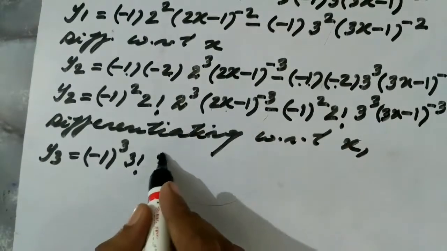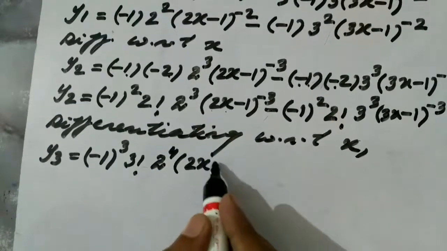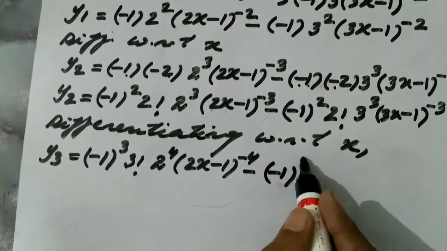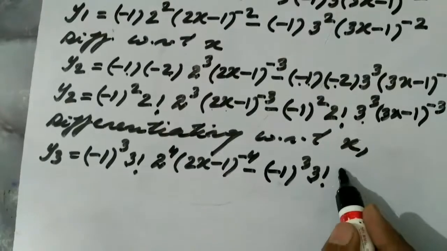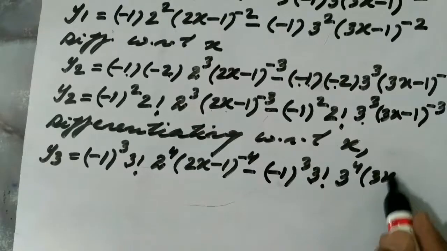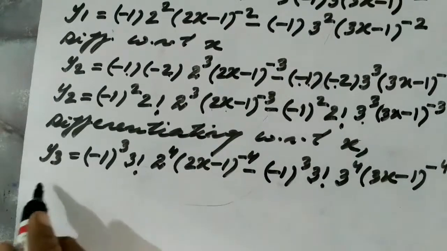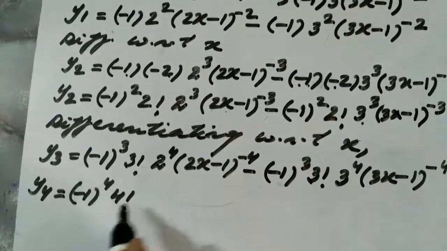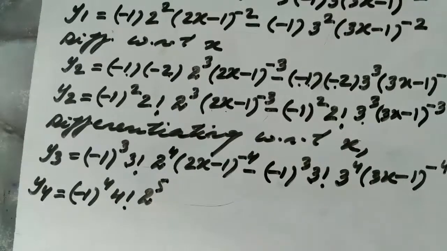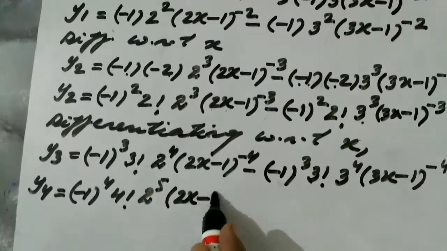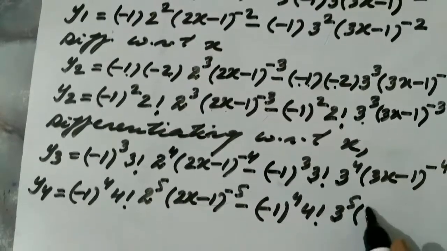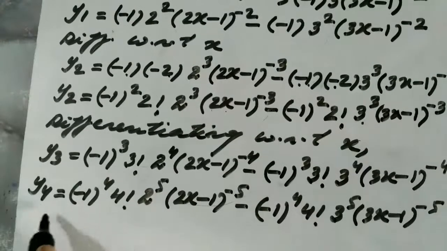We get one more 2, so it becomes 2 raised to the power 4, (2x minus 1) raised to the power minus 4, minus 1 whole raised to the power 3, factorial 3, 3 raised to the power 4 and (3x minus 1) raised to the power minus 4. Similarly, y4 is equal to minus 1 raised to the power 4, factorial 4, 2 raised to the power 5, (2x minus 1) raised to the power minus 5, minus 1 raised to the power 4, factorial 4, 3 raised to the power 5 and (3x minus 1) raised to the power minus 5, and so on.